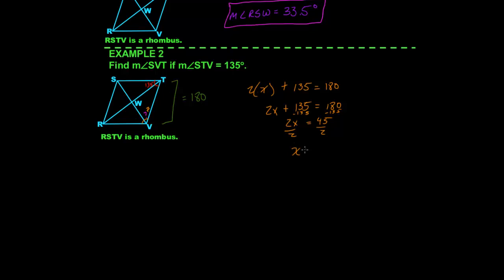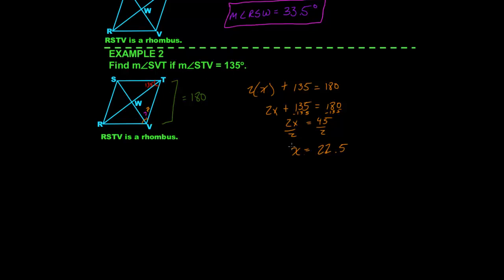And you will get x, which is what we substituted in for any normal variable. We did not have to use x. We could have called it a, b, z, whatever we wanted to. But x now equals 22.5.